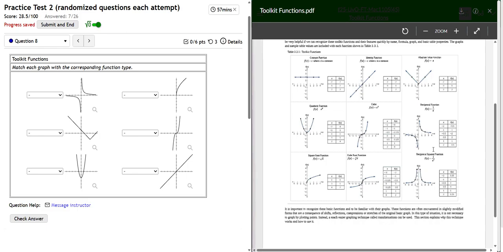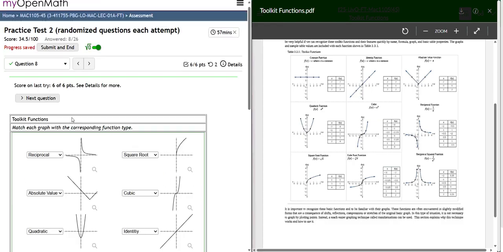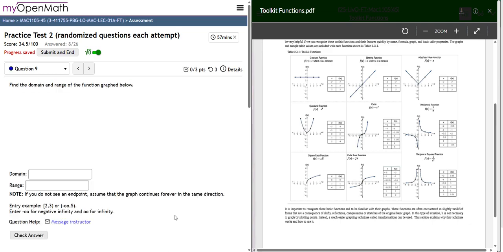Over here I have the reciprocal function, so that's the first one. This shape looks like a V, so that would go along with the absolute value function. The next one looks like a parabola, so that'll be quadratic. This one looks like a square root one. This one looks like a cubic. And this one looks like an identity function. Okay, so we're just getting the basic shapes. That's all we're doing there.